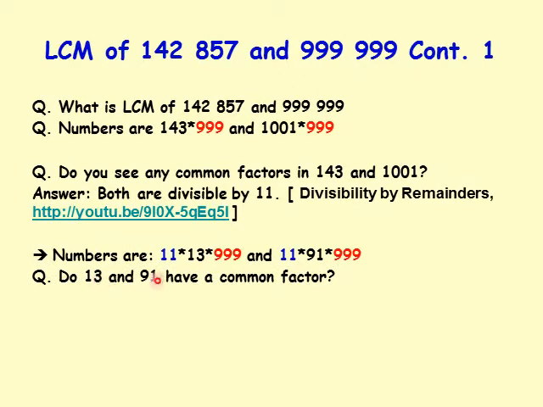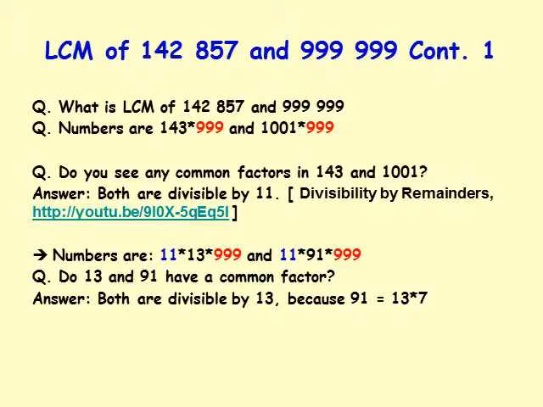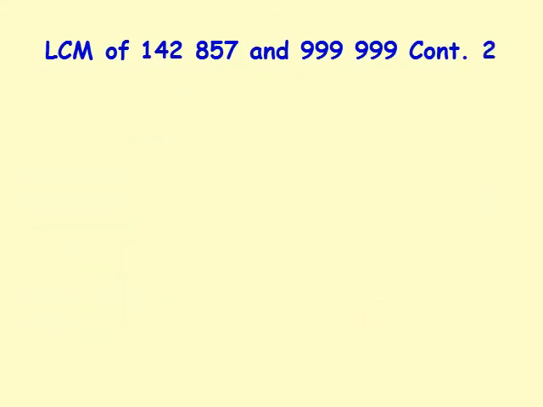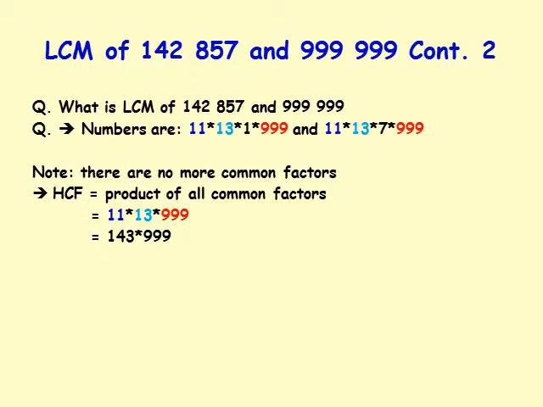Do 13 and 91 have a common factor? Both are divisible by 13 because 91 is equal to 13 times 7. The numbers are 11 times 13 times 999, and 11 times 13 times 999 times 7. 11, 13, and 999 are common factors to both numbers, and 7 is not a common factor. So far we have done that. So now there are no more common factors.